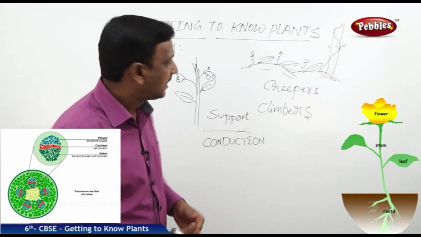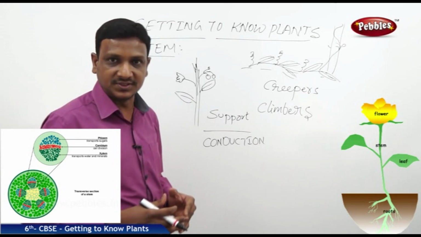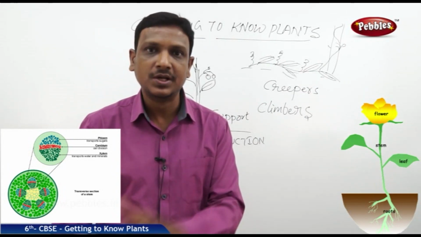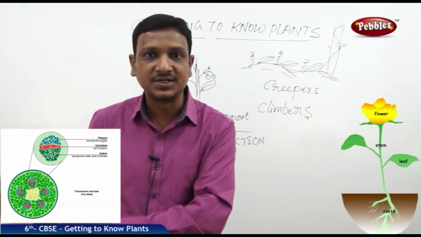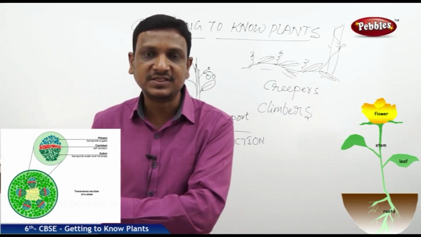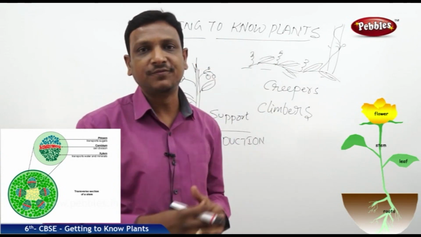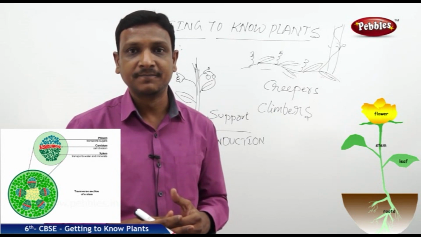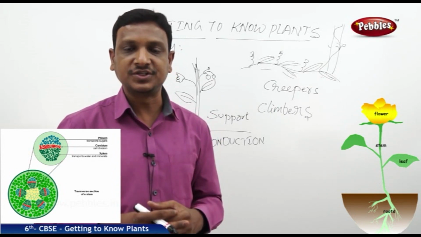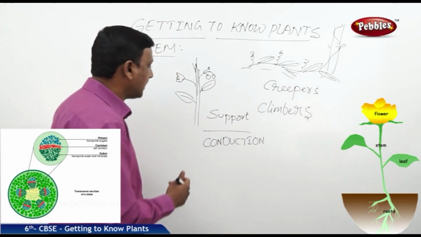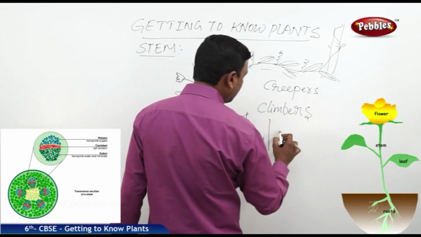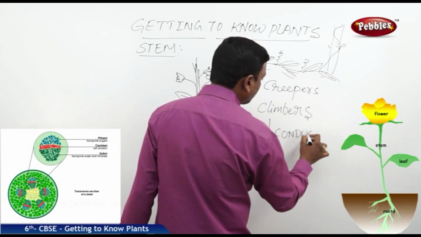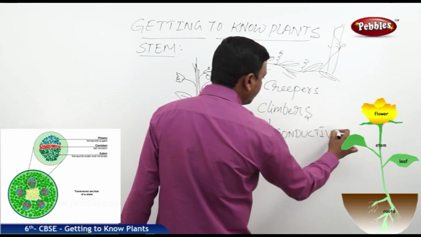In the same way, inside a plant, there is a transport system which transports the materials from the place of production or place of obtainment to the place of utilization, that is, the place where it is needed. So transport is required. Here that transport function is achieved by a system in the plant called conductive tissue.